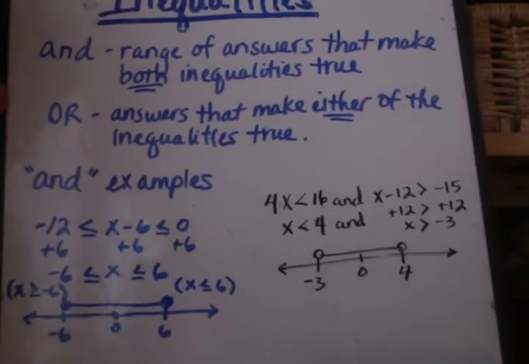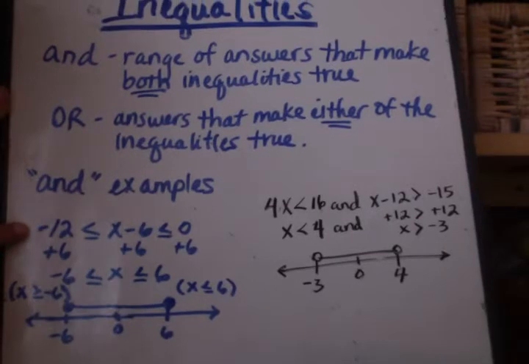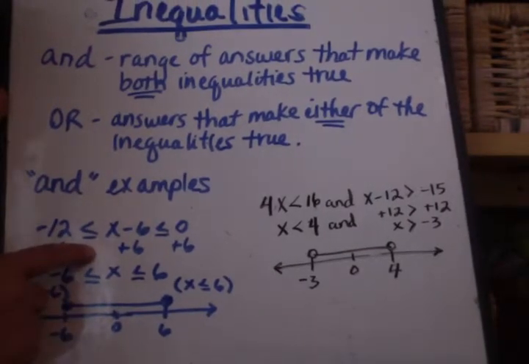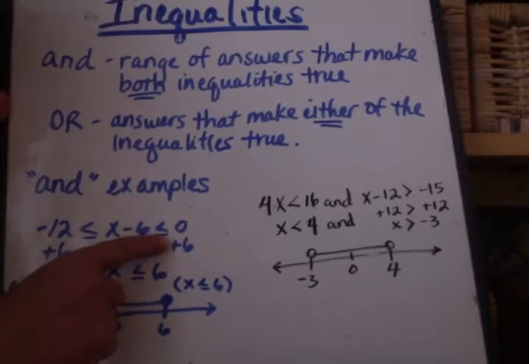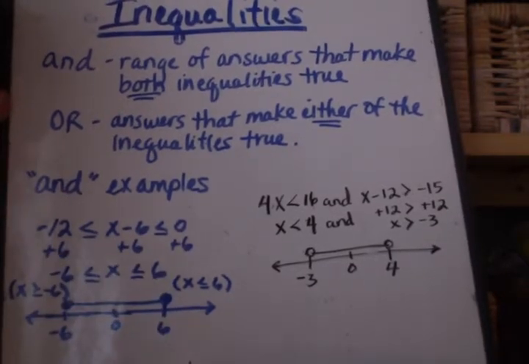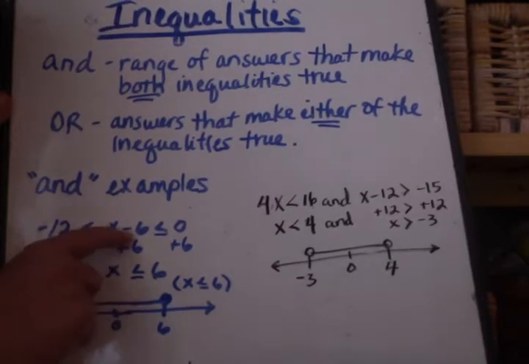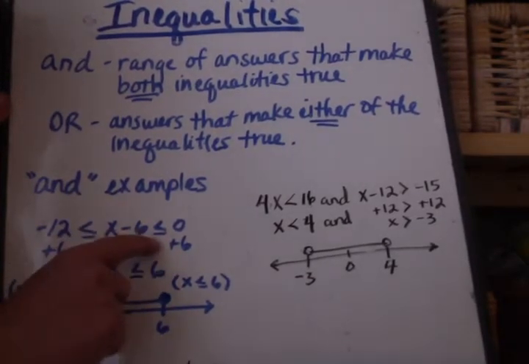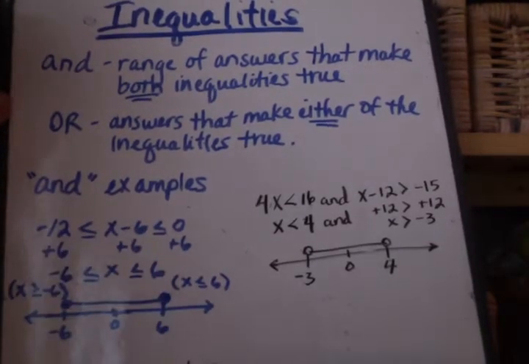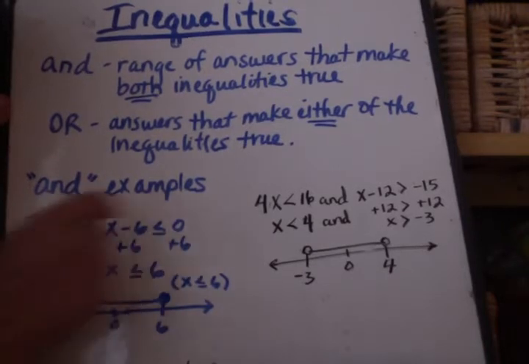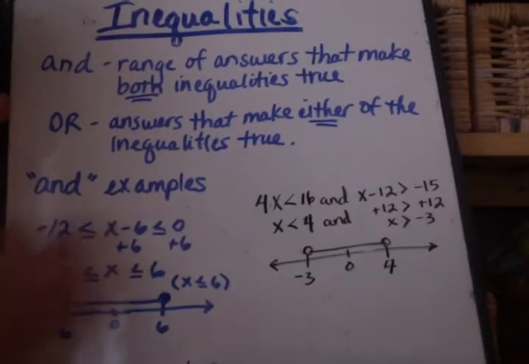operation. The first one here is negative 12 is less than or equal to x minus 6, which is less than or equal to 0. All right, so let me read that again. Negative 12 is less than or equal to x minus 6, which is less than or equal to 0. So this might be the first time you've seen it's an equation broken up into three pieces instead of just two. There's two different signs here.